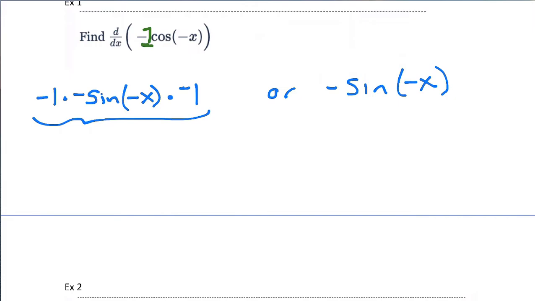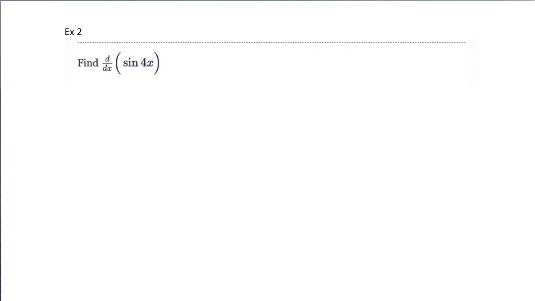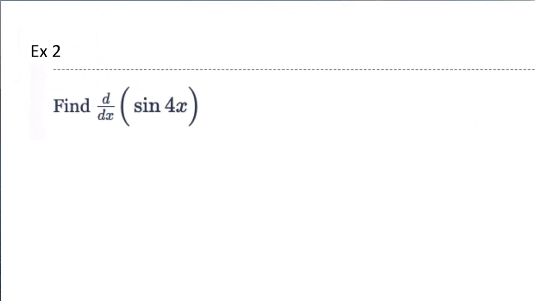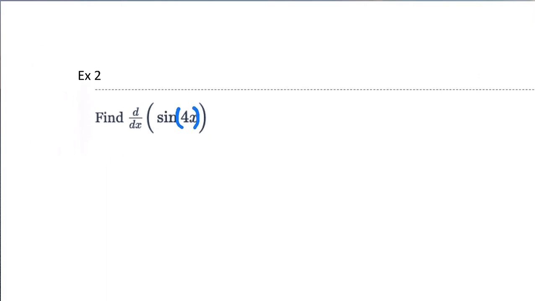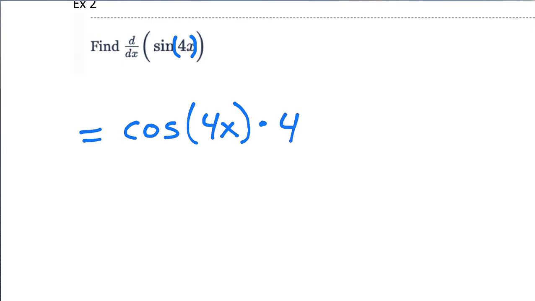Okay? Let me do another one. Let me do more before you freak out. So let's take this one. If you look at this one, one of the things that you'll notice is this is the sine of 4x. So if we differentiate this, we're going to use the chain rule. The derivative of the sine is the cosine. We leave the 4x alone, but then we have to differentiate 4x, which is just 4.